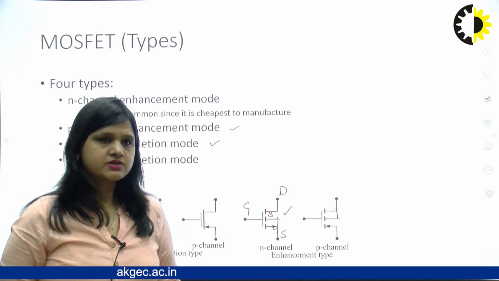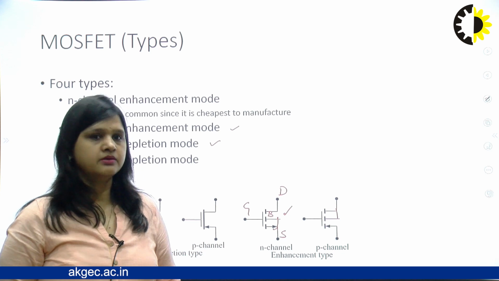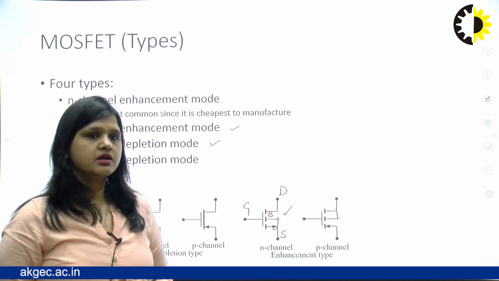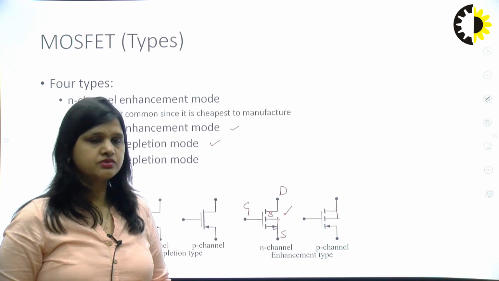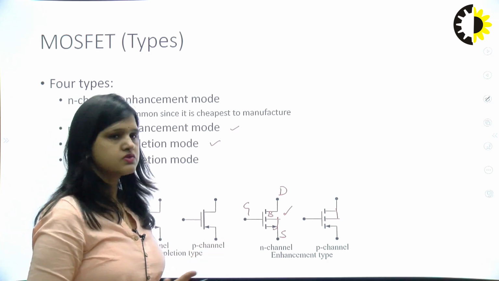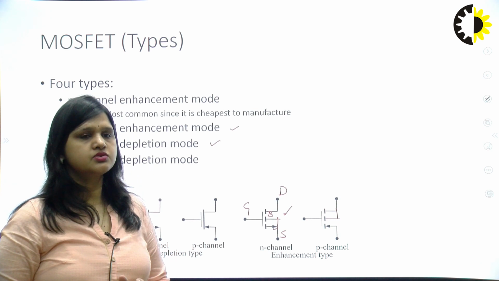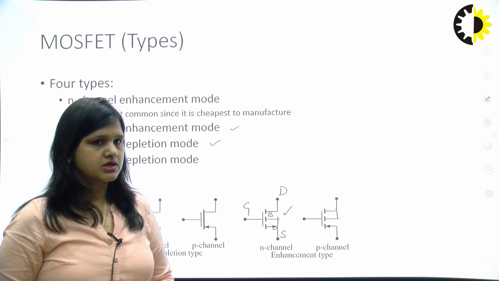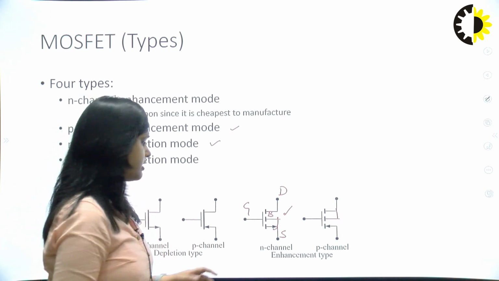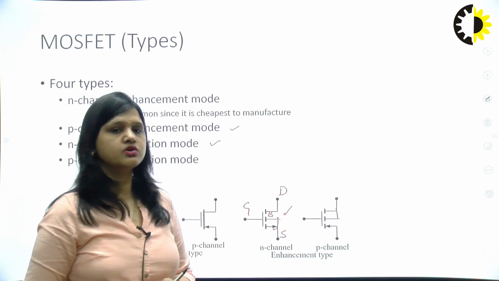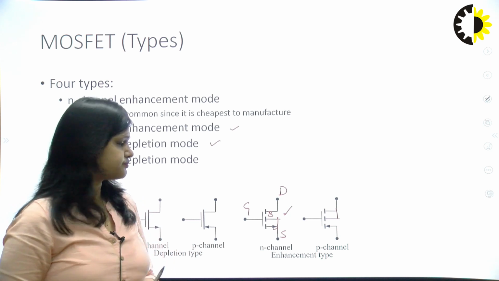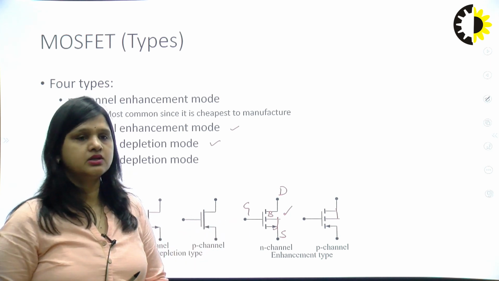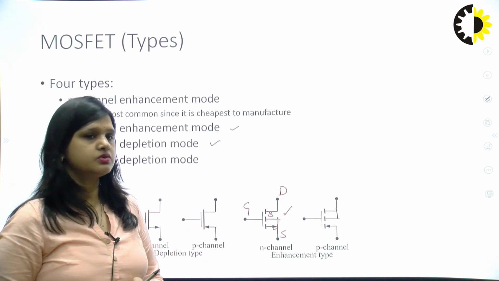Another difference between BJT and MOSFET is this: in case of BJT, there is current conduction due to two charge carriers, electrons and holes. Whereas in case of MOSFET, the conduction of current is due to one type of charge carrier at a time. If we talk about the N channel enhancement type MOSFET, the conduction of current is because of electrons only. Whereas in the P channel MOSFET, the conduction of current is due to holes.